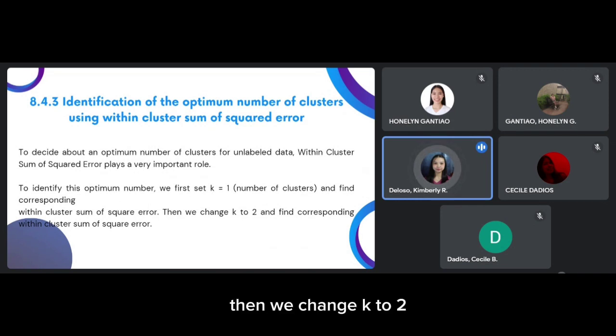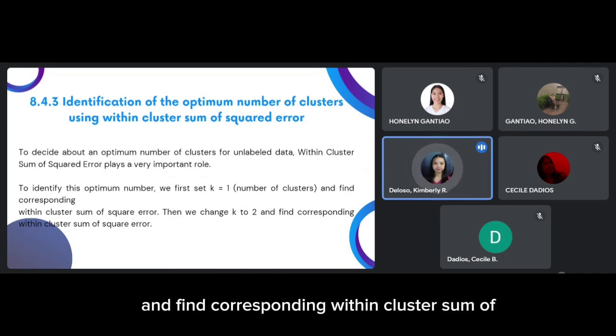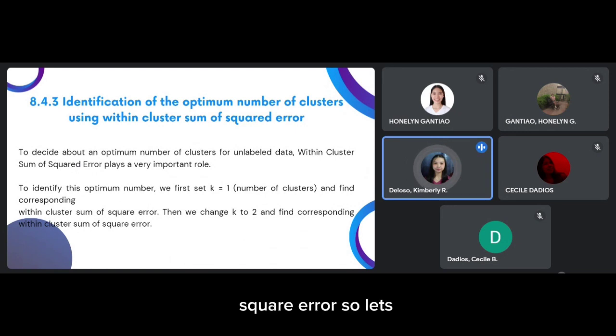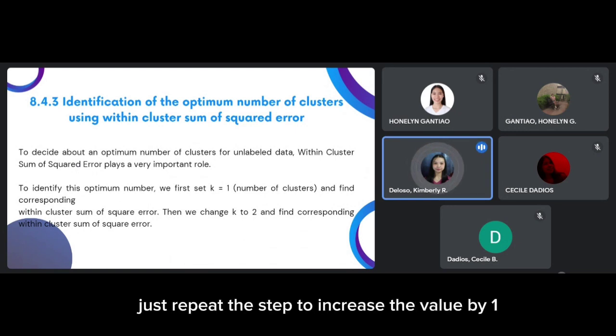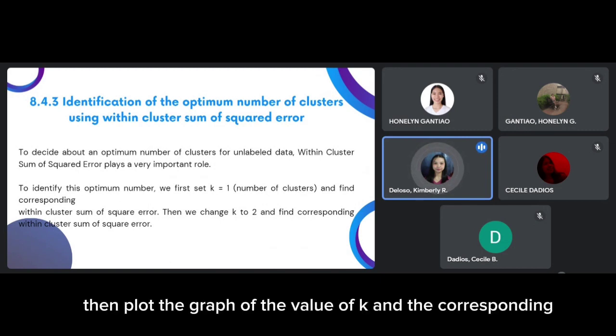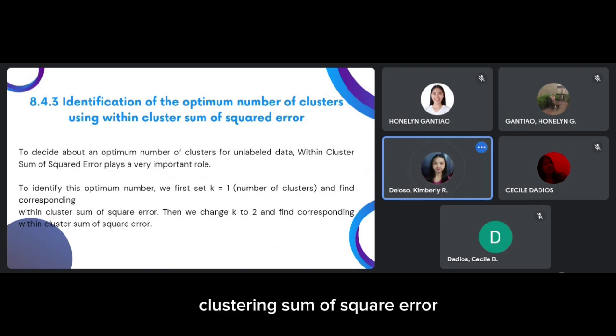Then we change k to 2 and find the corresponding within cluster sum of square error. So ato lang siyang ibalik nga step para mag-increase ang value sa k by 1. Thus i-plot ang graph sa value sa k o sa corresponding nga cluster sum of square error.